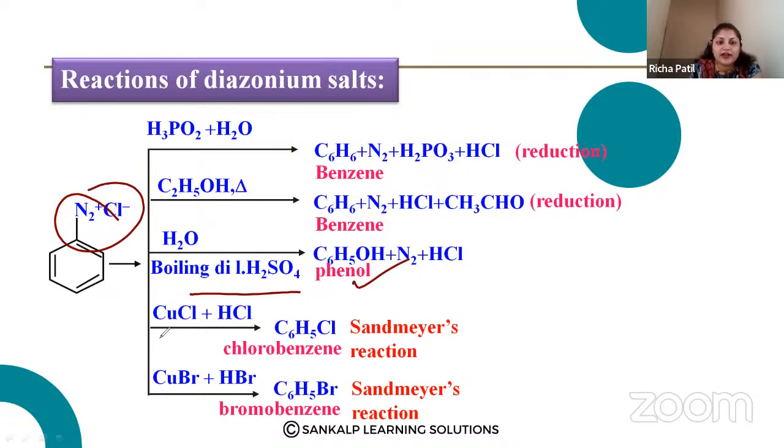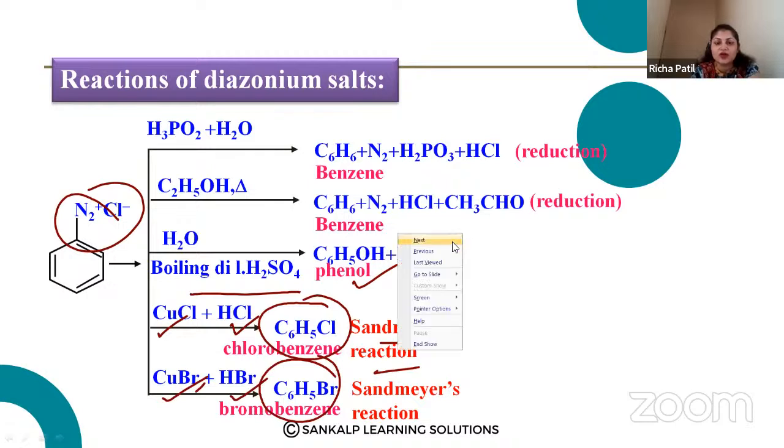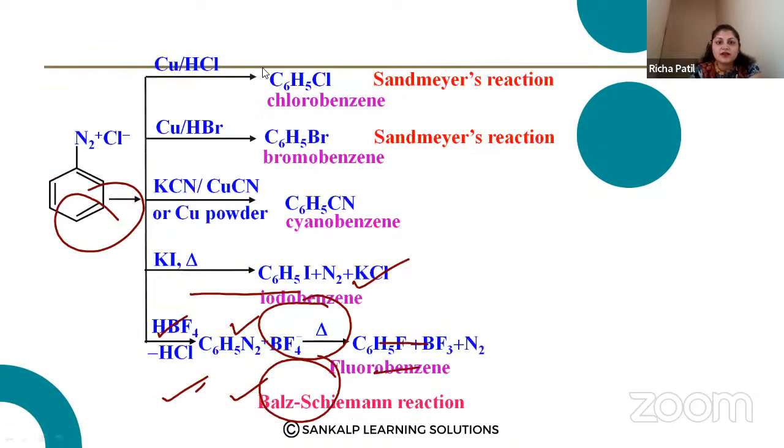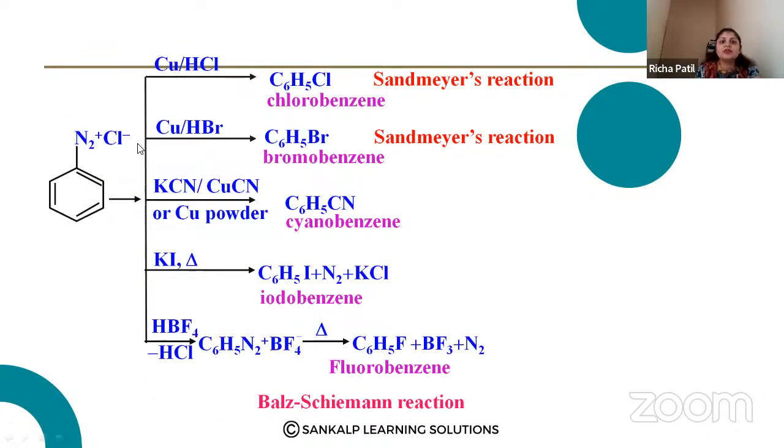Then if you treat it with cuprous chloride and HCl, you know this is a Sandmeyer reaction. You yield chlorobenzene. If you treat it with cuprous bromide and HBr, you yield bromobenzene. So this is a Sandmeyer reaction. We have seen the Sandmeyer reaction in the alcohols, phenols and ethers chapter. Next, when you treat your diazonium salt with copper and HCl, you yield chlorobenzene. Again a Gattermann reaction. Then copper and HBr gives bromobenzene.